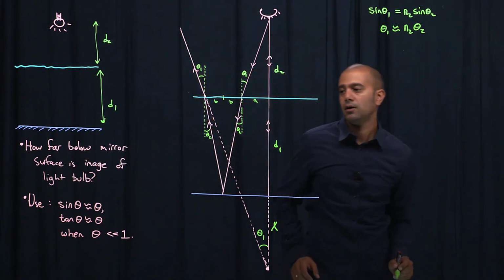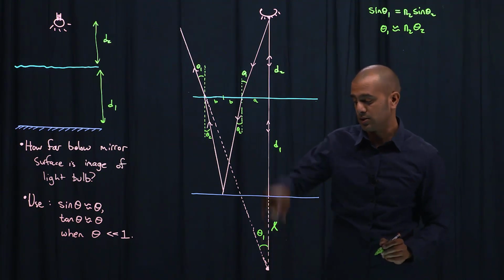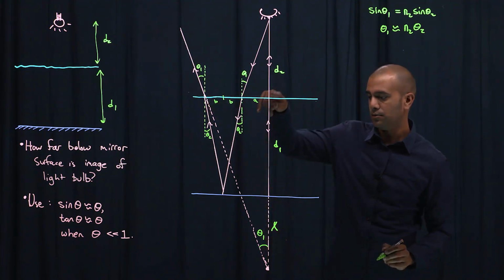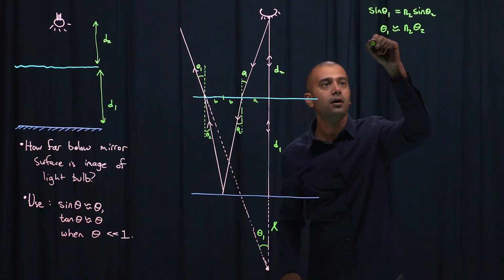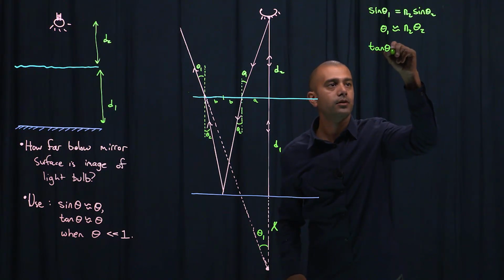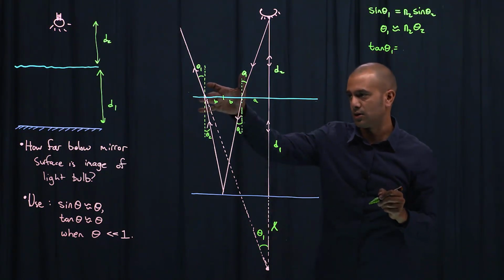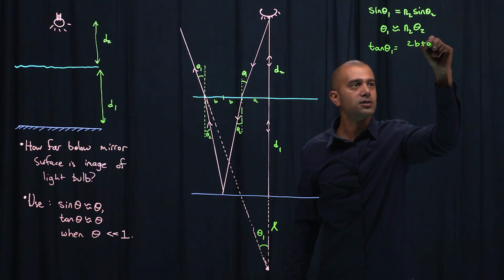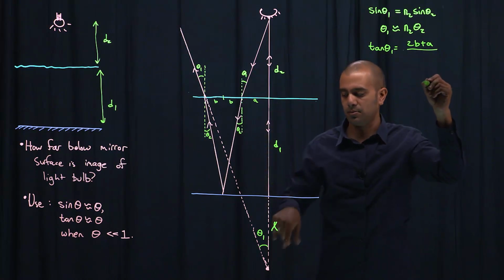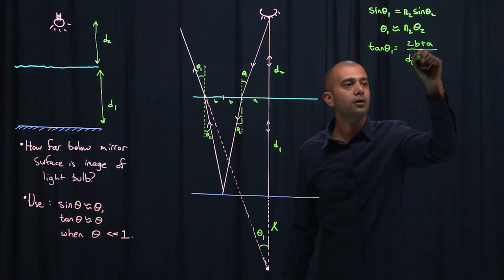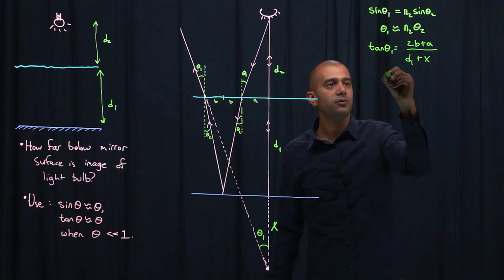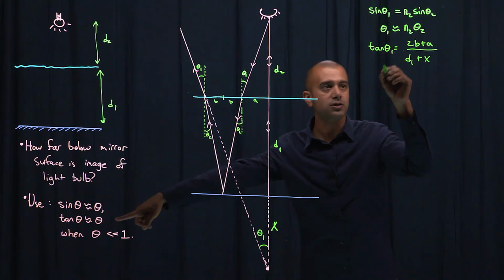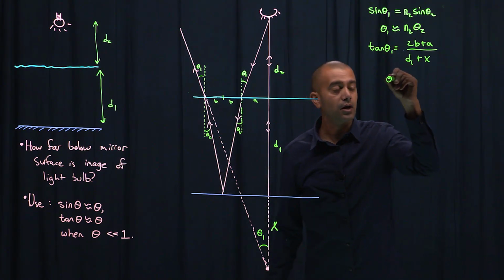So the first relationship I can use is trigonometry on this triangle, which gives me the tan of theta 1 is the opposite over the adjacent. Opposite is all this, 2b plus a. And the adjacent, as you look at the picture, is d1 plus x. All right, so that tells me, again, if I use a small angle approximation, I can replace tan theta with theta.